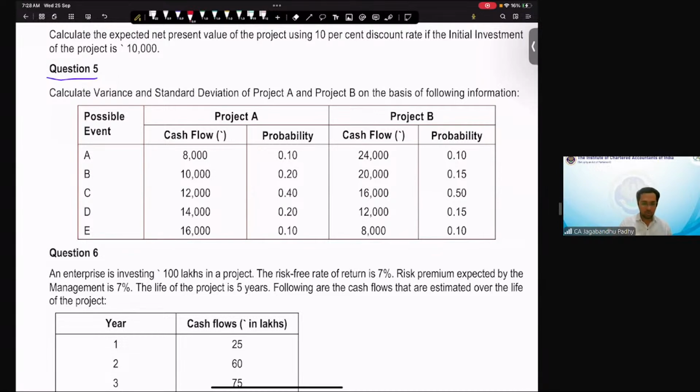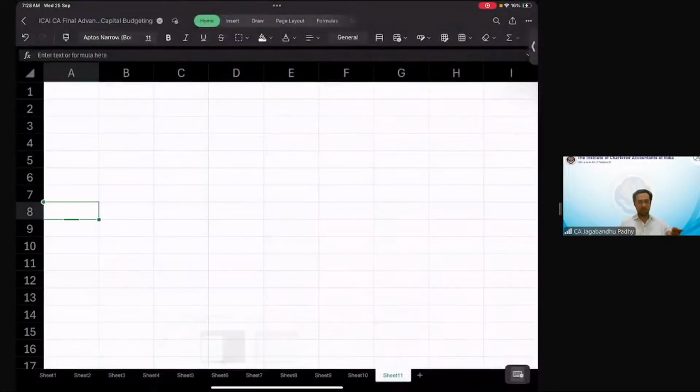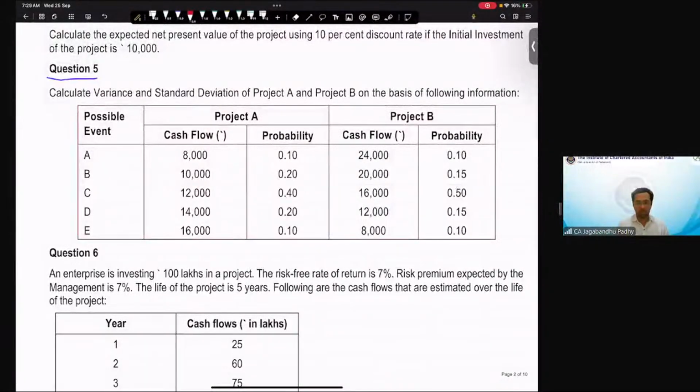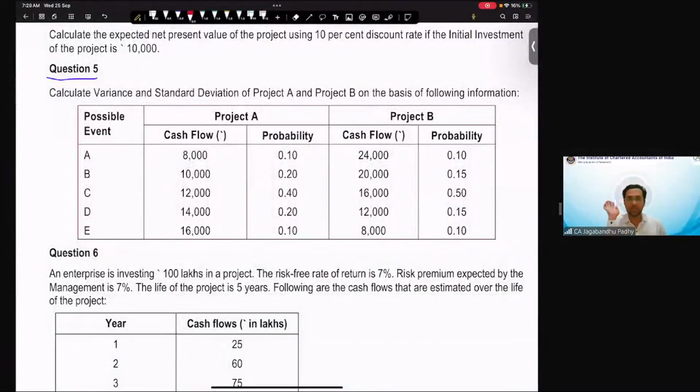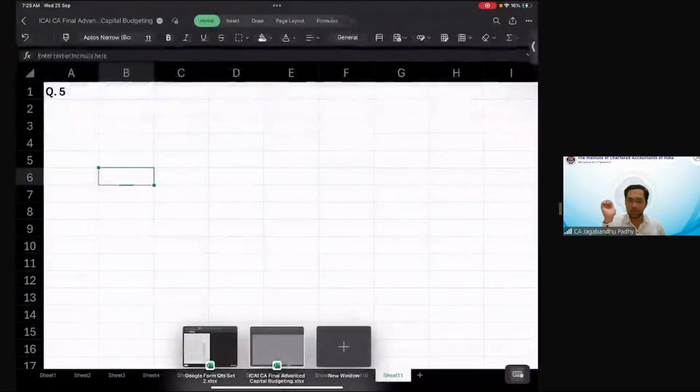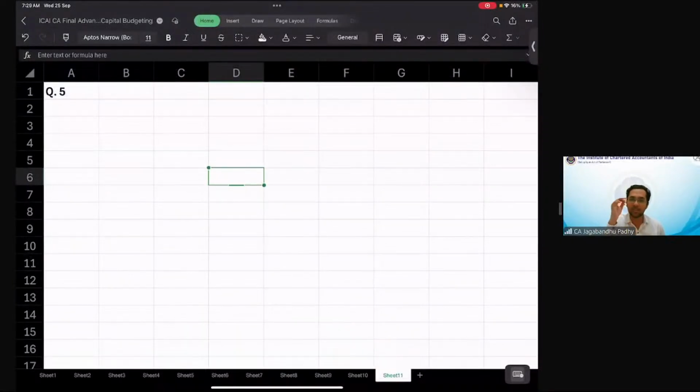So let me just take this data. This is our question number 5. So project A and project B, we want to compute the variance and the standard deviation, guys. Let me do it for project A, and then I'll give you maybe 3 minutes to solve project B numbers. Okay, can we do it? I'll solve project A, and project B you are going to do with a timer set to 3 minutes, not more than that. Okay, let's quickly do it.